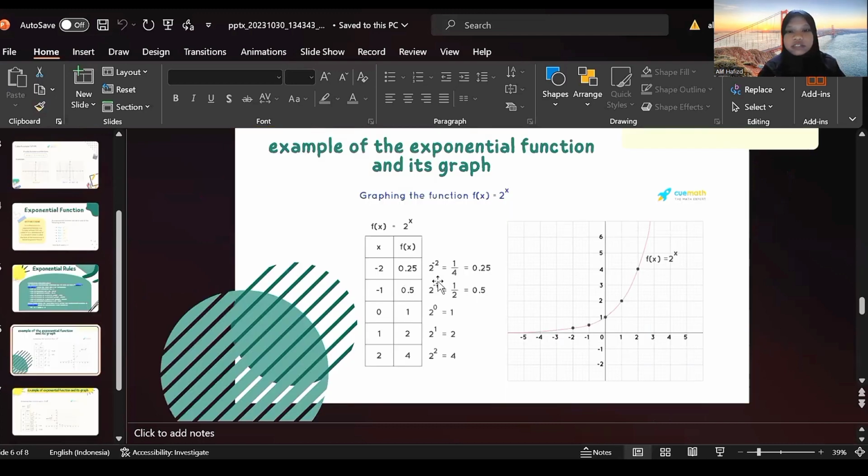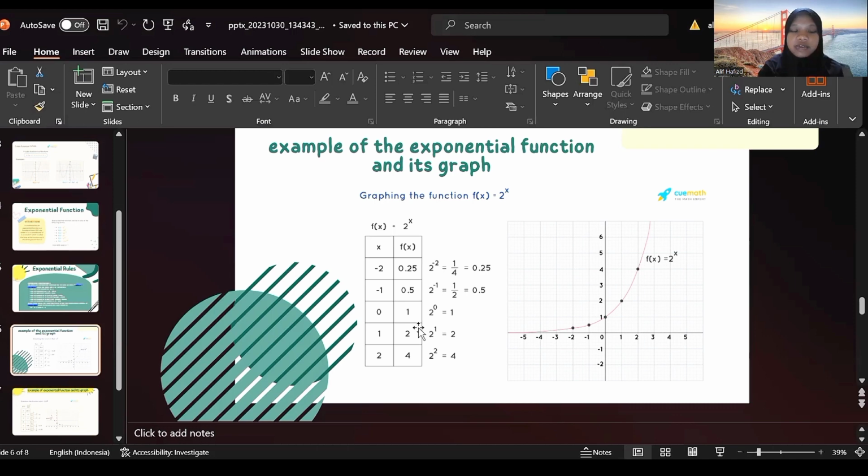Okay, this is the exponential function and its graph. This is the function we use for today's examples, and this is the graph that will be the result of these questions. The change will always be the same in an exponential function. However, the x value is the exponent itself. An example of an exponential function is y equals 2 to the power x.